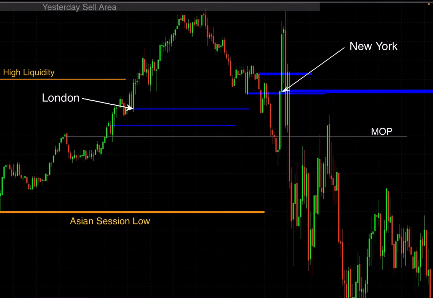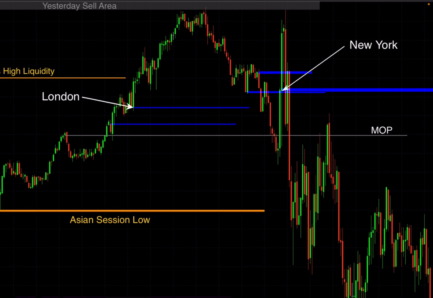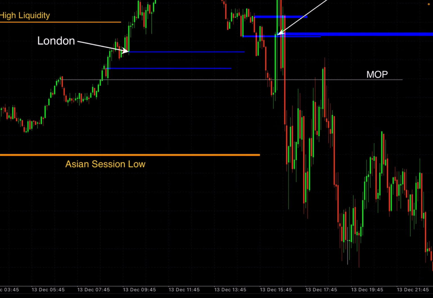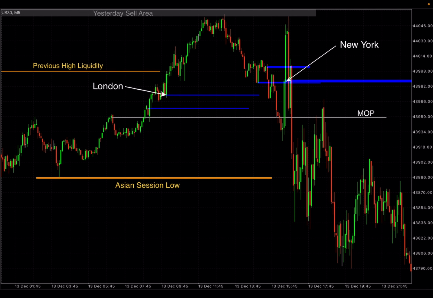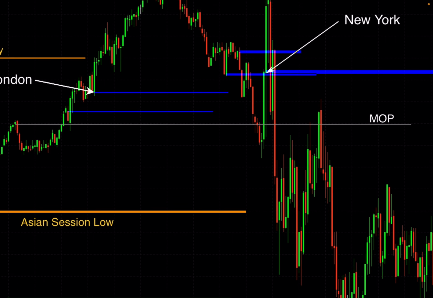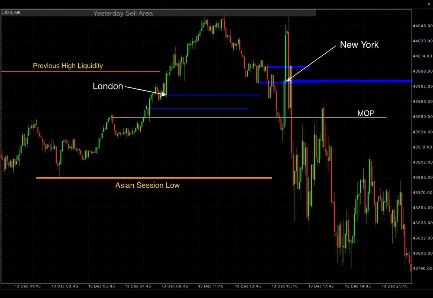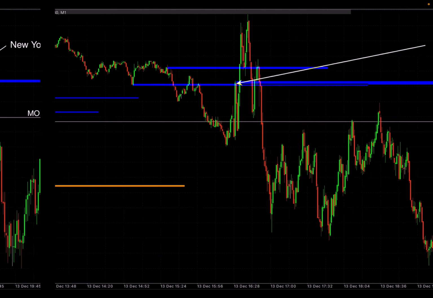So then we go into the New York session. If that happens, most of the trade will be in the New York session. New York session opens, pushes up, retests that sell area, and then continues towards the downside. Nice clear sell for the day, and it retests the mop to confirm a continuation. And that is it. Zoomed in a bit.